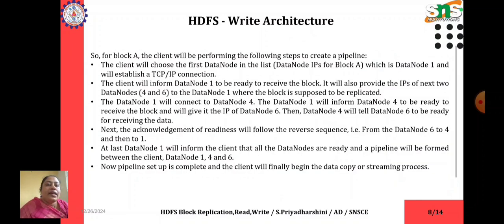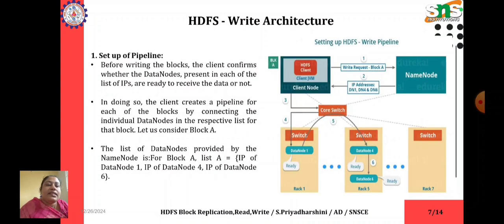So for block A, the client will perform the following steps. The client will choose the first node in the list, which is data node 1, and will establish a TCP connection. From there, data node 1 will establish a connection with data node 4, and then data node 4 will establish a TCP/IP connection with the last node, that is data node 6. So this is how the pipeline is set up.